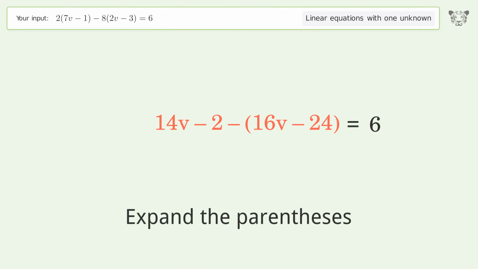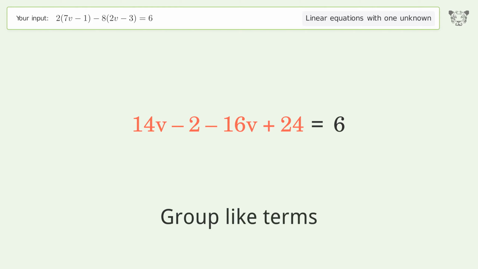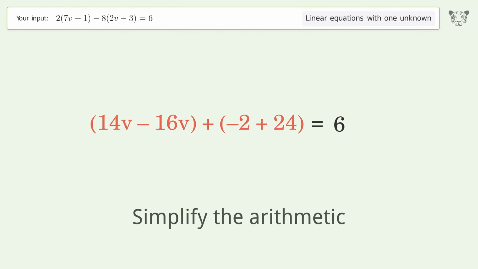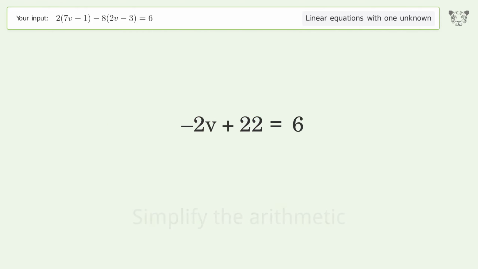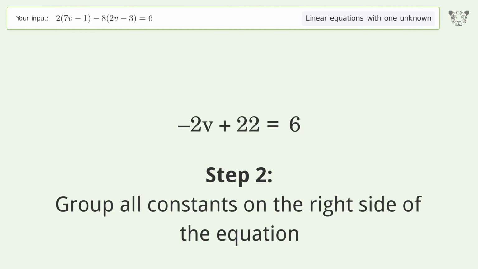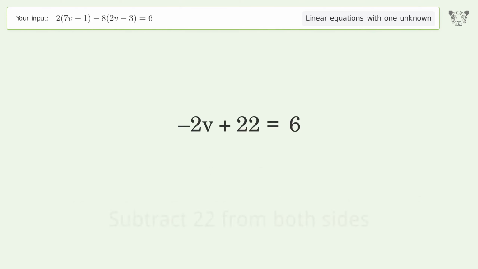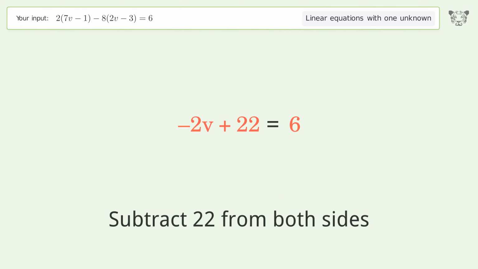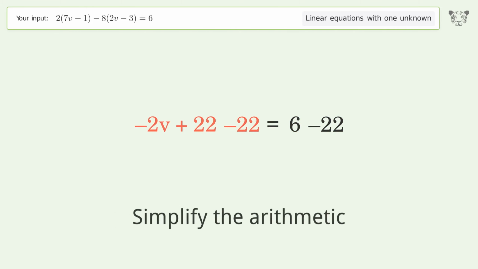Expand the parentheses. Group like terms. Simplify the arithmetic. Group all constants on the right side of the equation. Subtract 22 from both sides. Simplify the arithmetic.